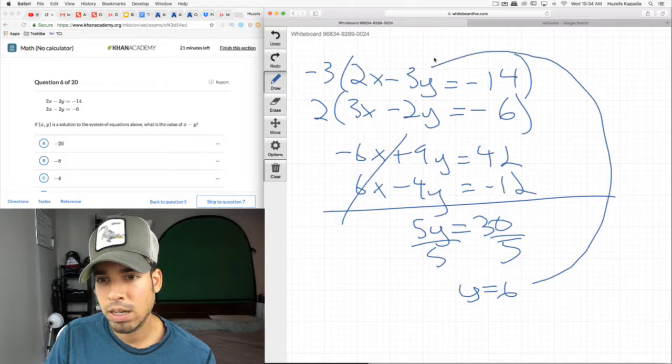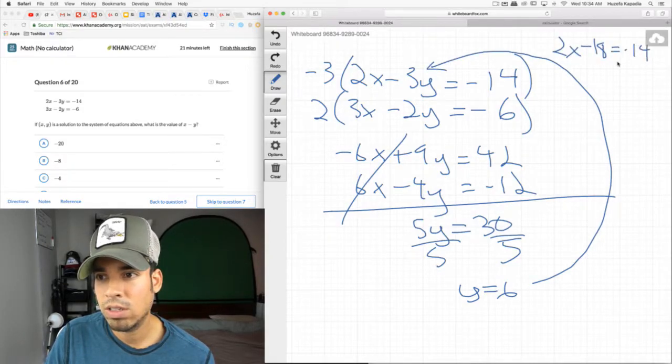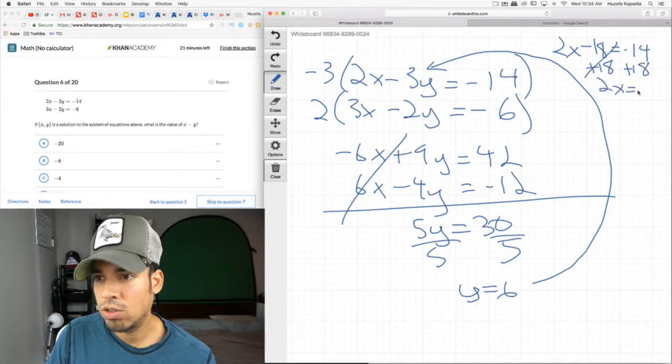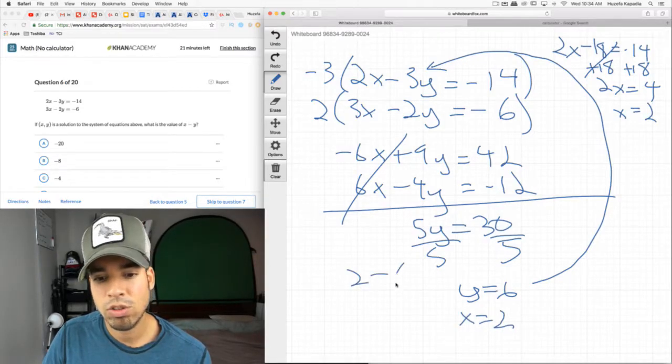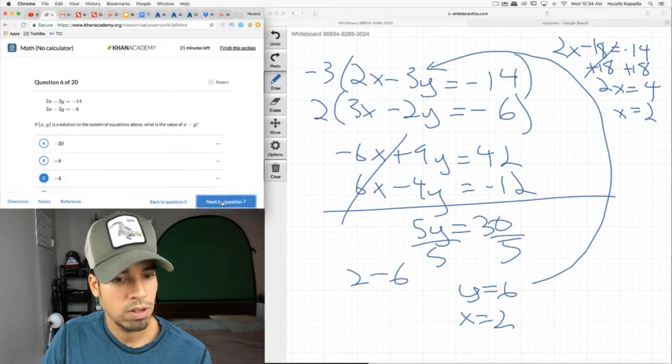So plug it back up in here. So this is 2x minus 18 equals negative 14. Add 18. Add 18. We get 2x equals 4. X equals 2. So x equals 2, y equals 6. We want to know x minus y. So it's 2 minus 6, which is negative 4. Okay, next.